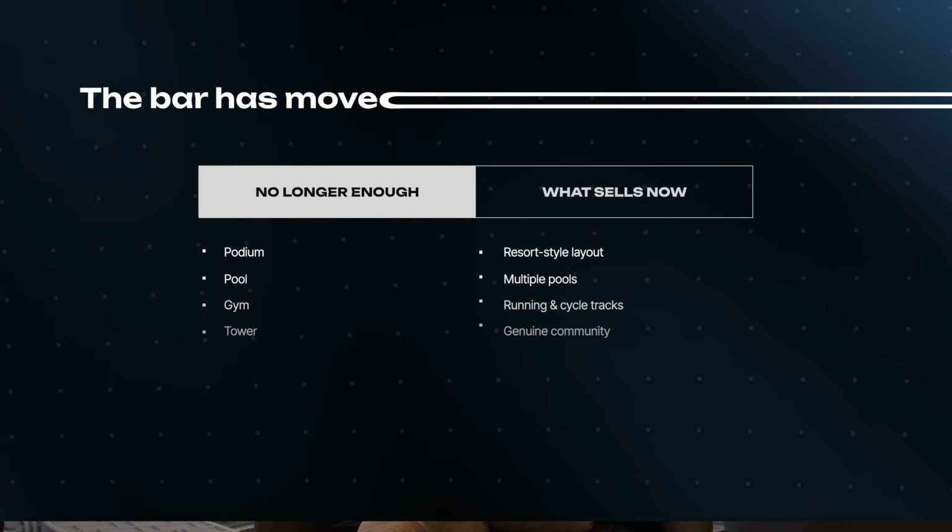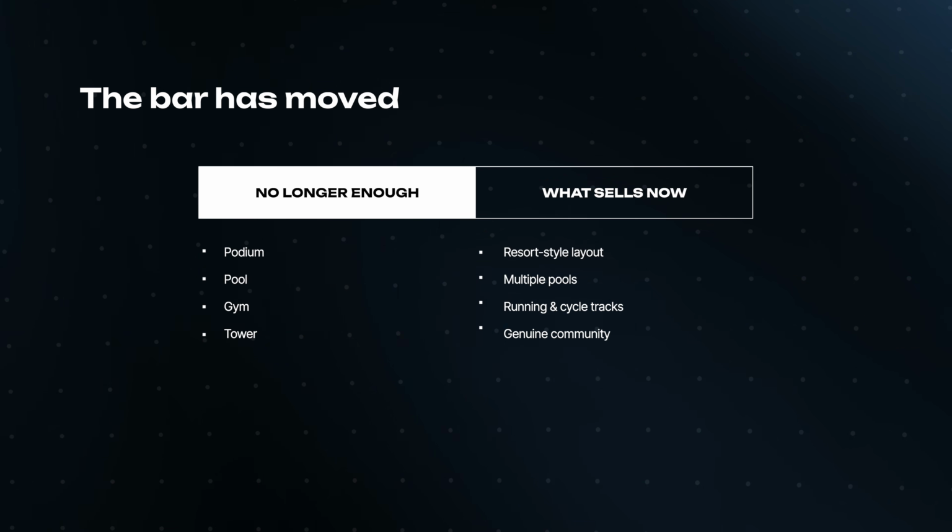Okay, point number 4, which is very, very important now more than ever, is the community and lifestyle offerings of a project. Because over the last 2 or 3 years, we've seen projects get better and better at the quality of life that they offer. So it can no longer just be a basic podium, pool, gym, and tower project. You need to offer more of a lifestyle.